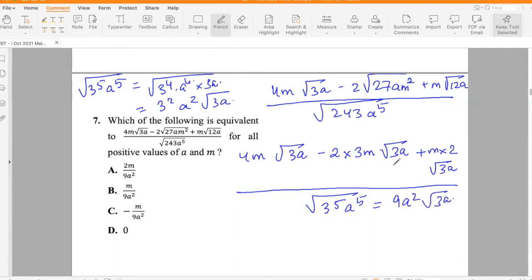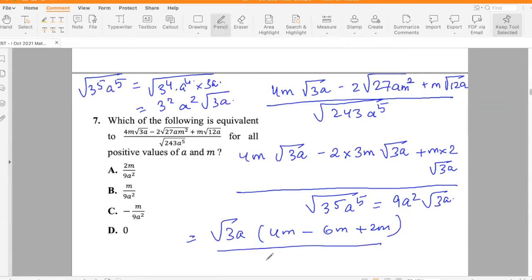Now, I have a root 3a in every term, so I can take that common. So I'll be left with 4m minus 6m plus 2m. And I have 9a square root 3a. So root 3a and root 3a cancel. 4 plus 2, 6 minus 6 is 0. So 0 by 9a square would be 0. Option D.